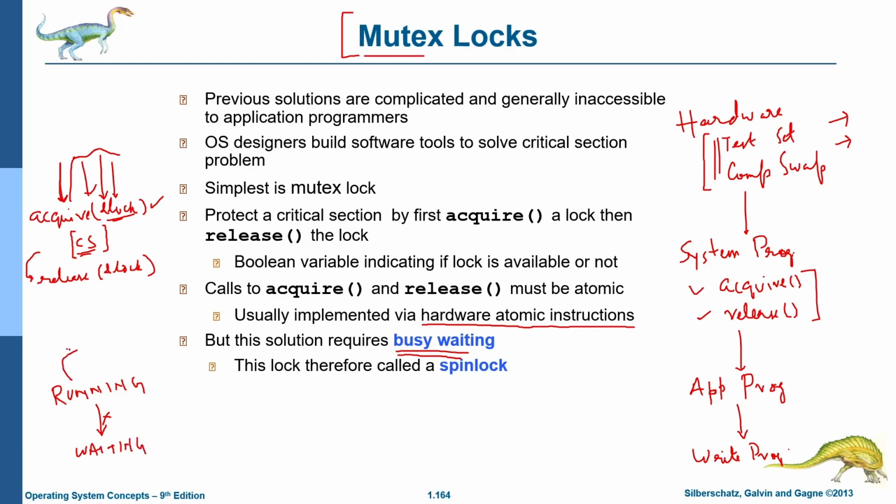From time to time they go to the ready state because the scheduler will put them in that state, and they come back to the running state again if the scheduler wishes. But they're all stuck in the same place. They're not able to go into the critical section because another process is running in its critical section. That is called busy waiting.